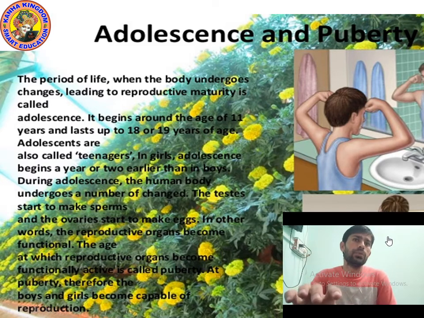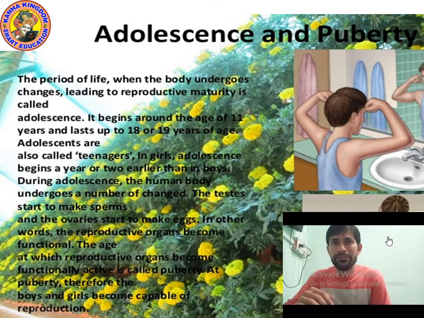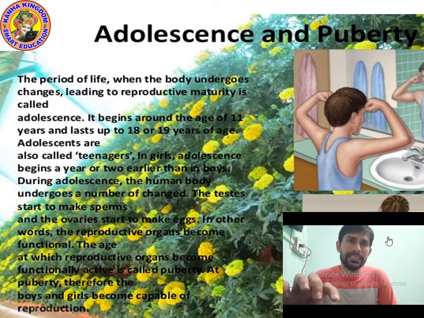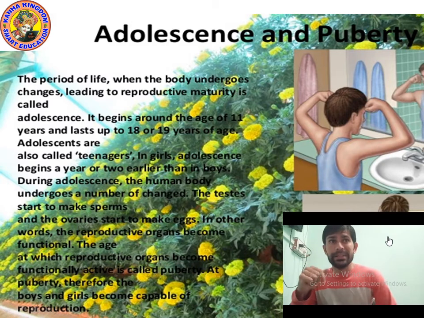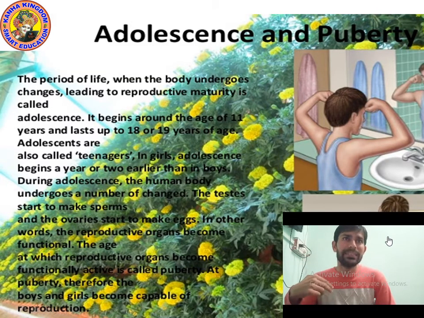Okay, so I hope you understood. Now we will study the changes which happen during puberty. During puberty, when the male and female reproductive organs start forming sperm and eggs respectively, what changes occur? Let's see the list first, then we will study one by one. Now let's move on to the next point.